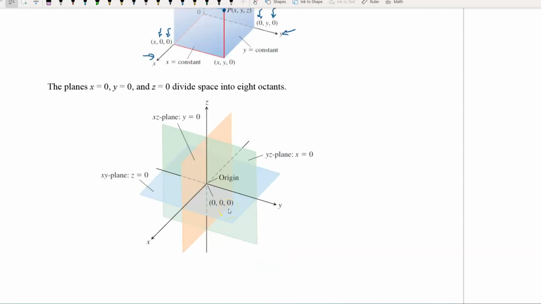Here again we have this coordinate system, x, y, z. The planes x equal to 0, y equal to 0, and z equal to 0 divide space into 8 octants. So here in the center we have the origin, and that is x 0, y 0, and z 0. So here we have 0, 0, 0.